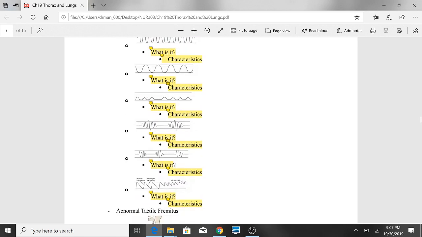What is this? Hypoventilation. Characteristics: an irregular, shallow pattern caused by an overdose of narcotics.